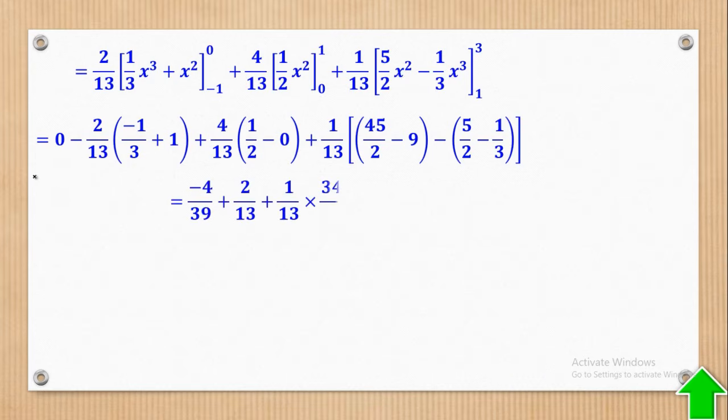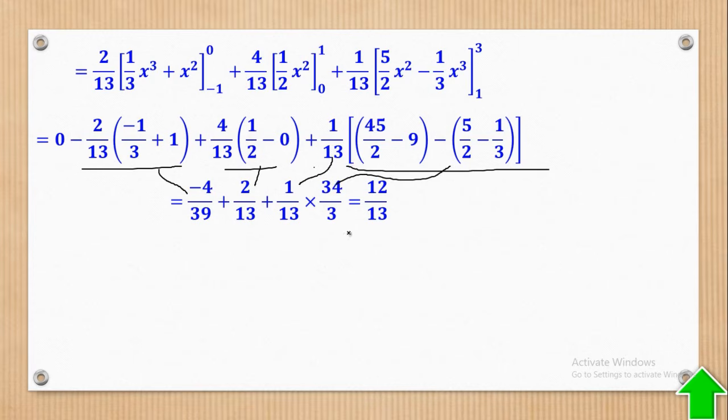The next is to simplify further. So when I simplify further, this is that, and the whole of this box bracket is equal to that. But there's this 1 over 13 outside, so it is that. When I add all these ones, I'll come up with 12 over 13. So that was the expected value of x.